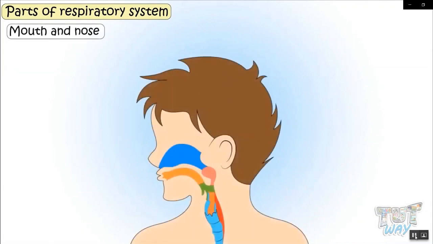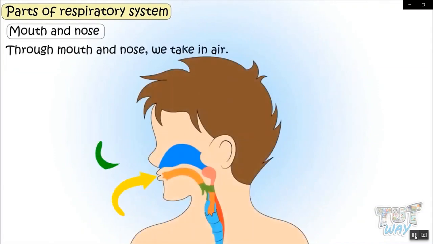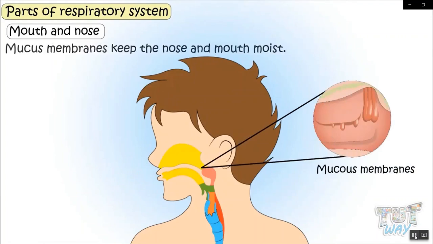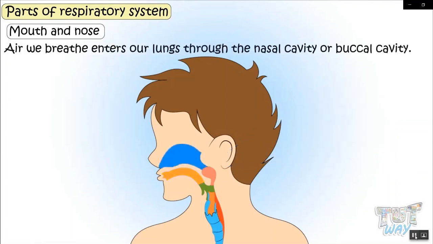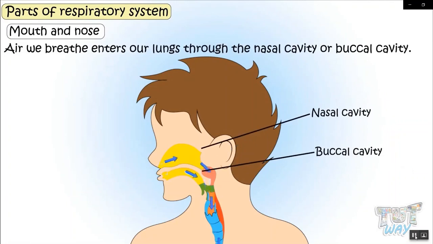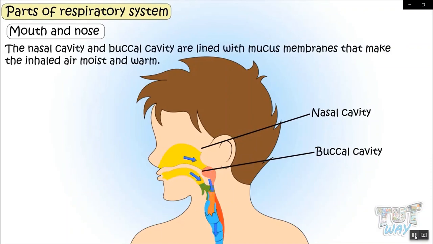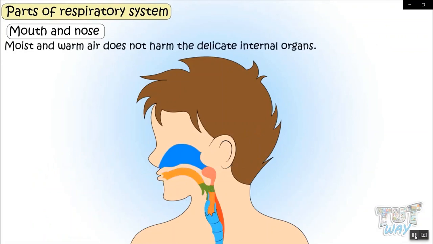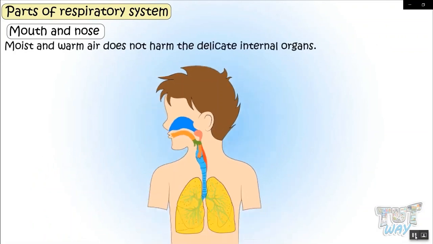Mouth and nose. Through the mouth and nose, we take in air. Our nose and mouth are lined with mucous membranes that keep them moist. Air we breathe enters our lungs through the nasal cavity or buccal cavity. Both are lined with mucous membranes that make the inhaled air moist and warm. Warm and moist air does not harm the delicate internal organs.